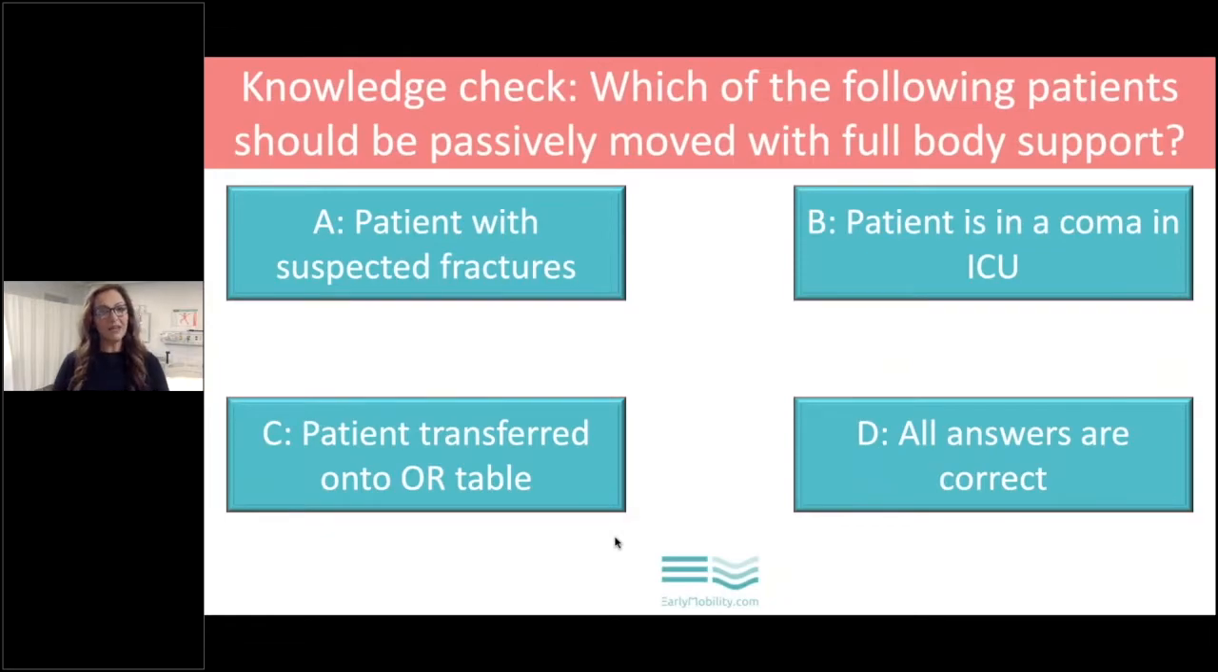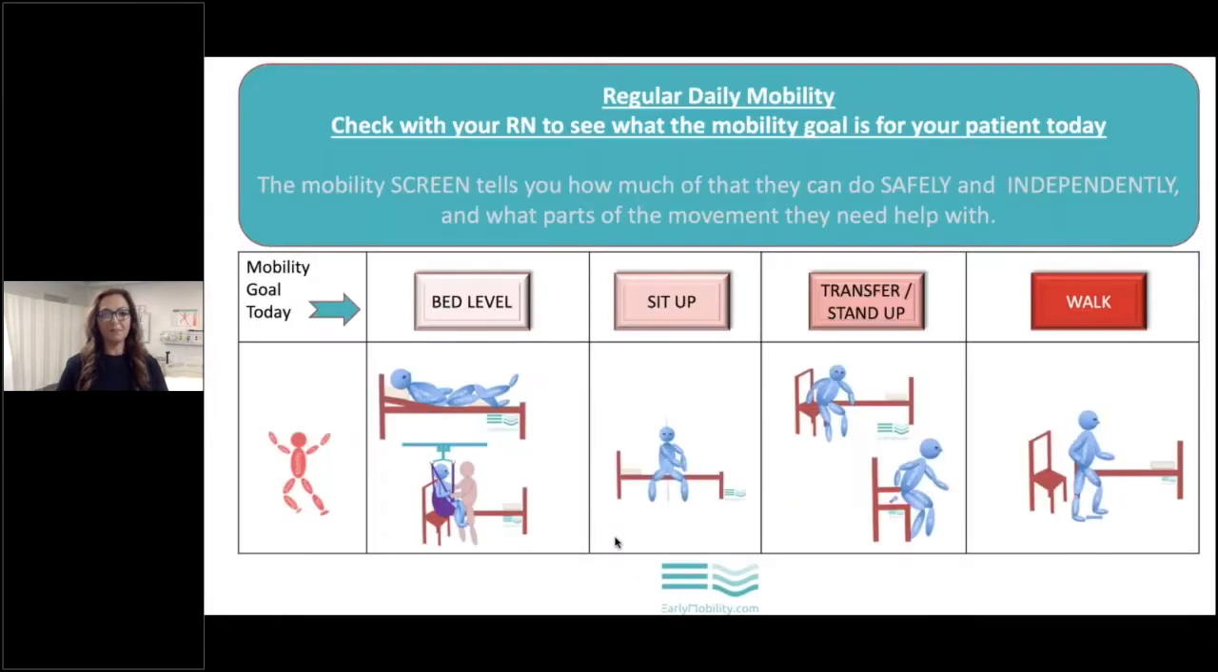Which of the following patients should be passively moved with full body support? Is it A, patients with suspected fractures? B, patients in a coma in the ICU? C, patients transferred onto the OR table? Or D, all answers are correct? The answer is D. All of these answers should be passive movement of our patients.